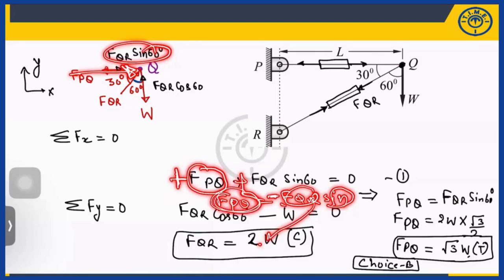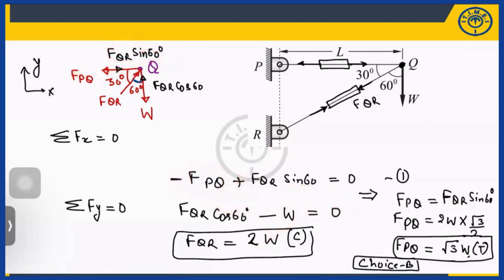Then you can easily solve. Then you will get this F of PQ root 3W. That means either you can assume this direction or this direction, it doesn't matter. If you are assuming in this direction also, whatever answer you get, then you check whether you are getting positive or negative. If you are getting positive, your assumed direction is correct. If you are getting negative, that means whatever direction you have assumed, you can reverse.